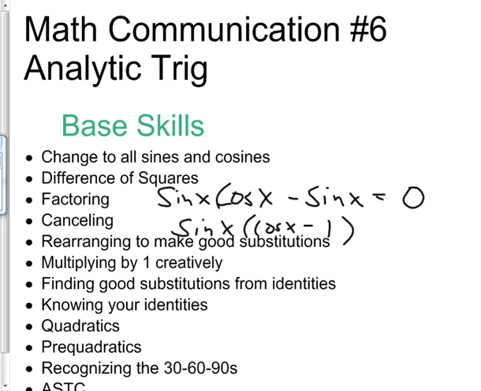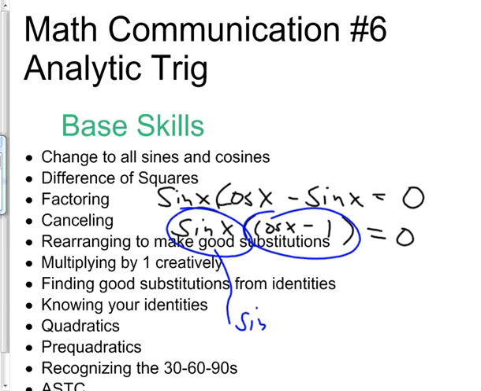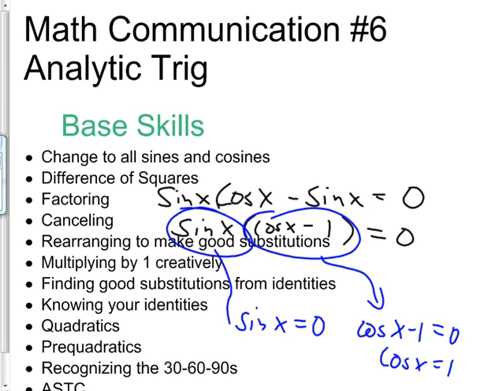Okay, why is that good? Because now I've got my two parts. Whenever something's factored, you can say this equals 0 or that equals 0. And I can solve this side and say, well, it's sine of some angle equals 0. And I can do this side and say cosine x minus 1 has to equal 0. So I add 1 to both sides, and I have cosine of x equals 1. And then that has two answers, probably too.